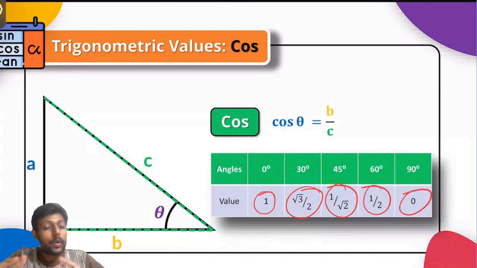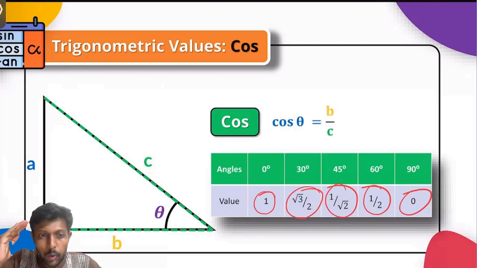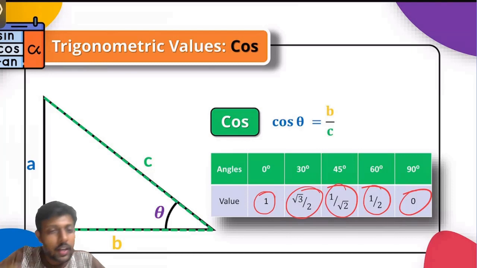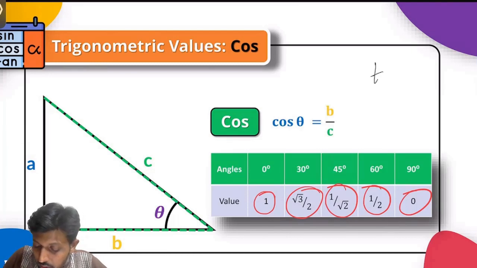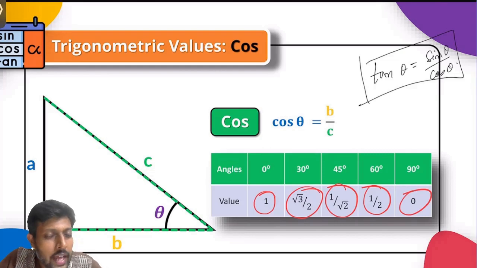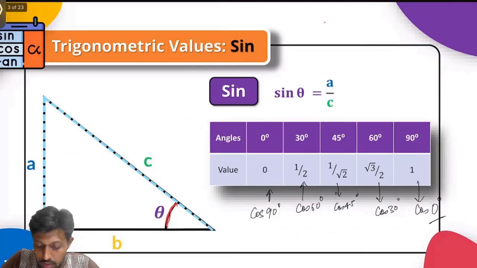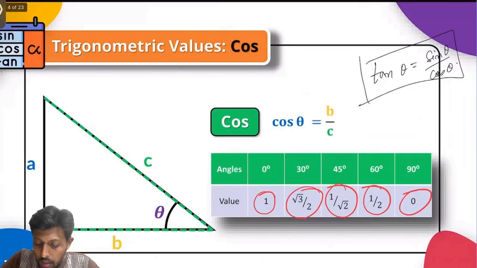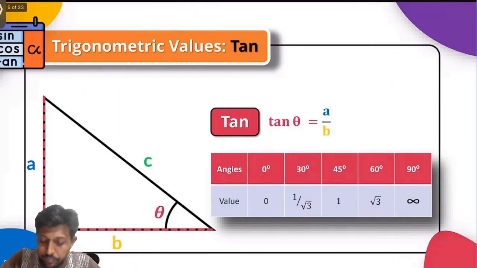For tan. Now, if you remember sine and cosine values, tangent values are easy. Do sine upon cosine. That's what tangent is. Do you know this relation that tangent is equal to sine upon cosine? Okay. So, if someone asks you what is tan 0, what do you say? Tan 0 is equal to sine 0 upon cos 0. So, sine 0 is 0, cos 0 is 1. 0 upon 1 is 0.